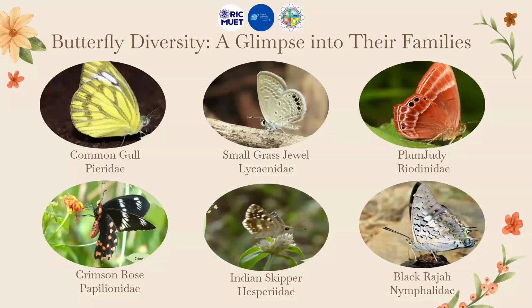Then we have the Lycaenidae family, which is also called blues and hairstreaks. They are renowned for their small, delicate blue or purple butterflies. And one of the common examples is the small grass jewel. It's really beautiful, I think.